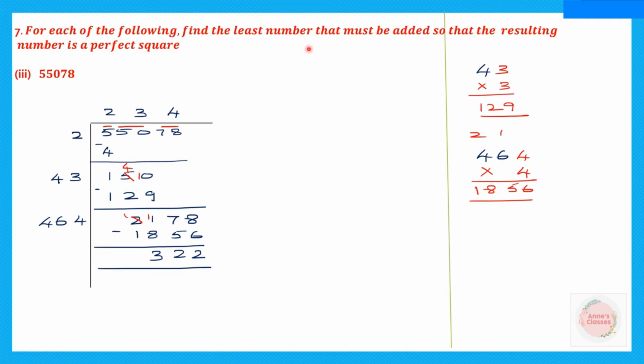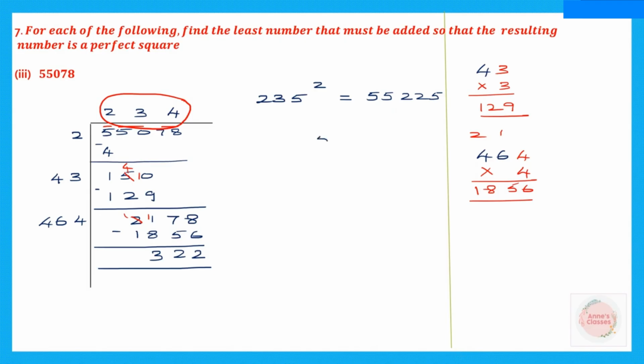Since the question is to find the least number that must be added, we are not looking at the remainder. We are looking only at the quotient. So this is our quotient. We have 234. Next step is we have to find the square of the next number, 235. This is 234. Now we have to find the square of 235. So the square of 235, 235 into 235, is 55,225.